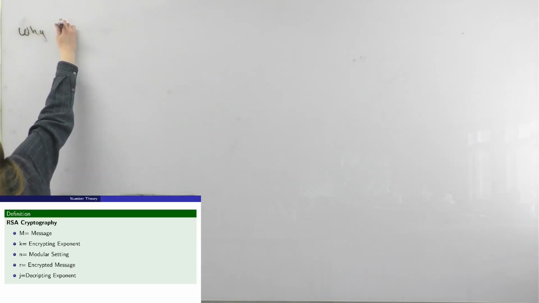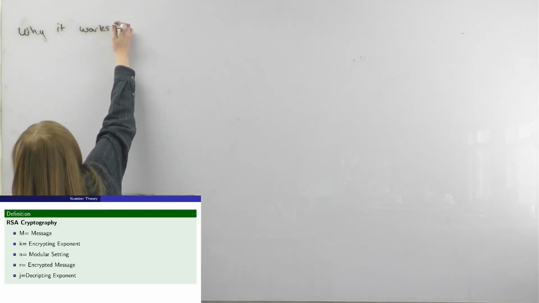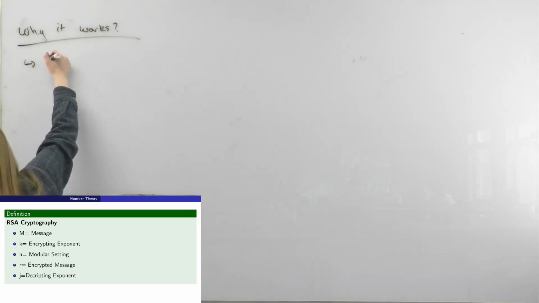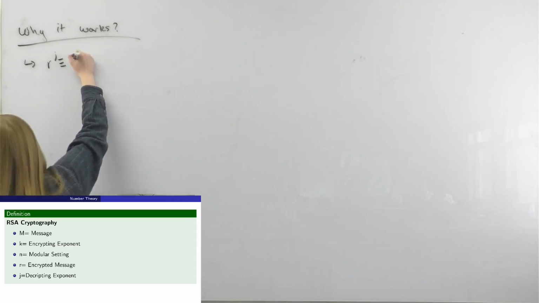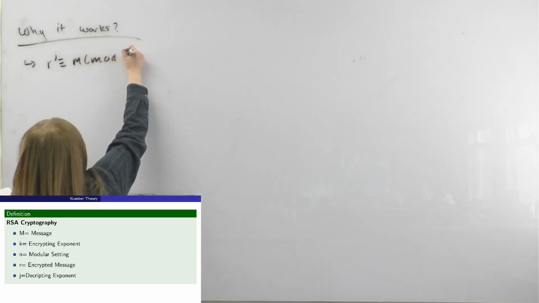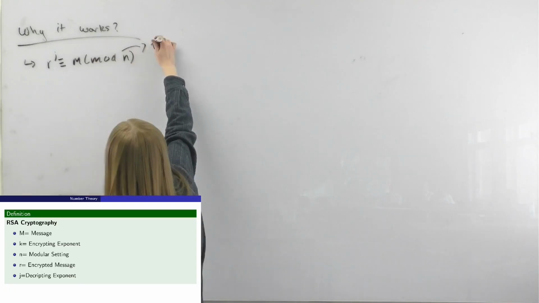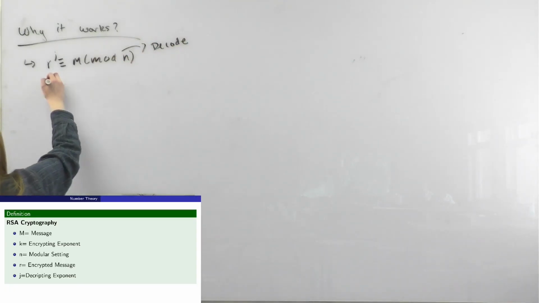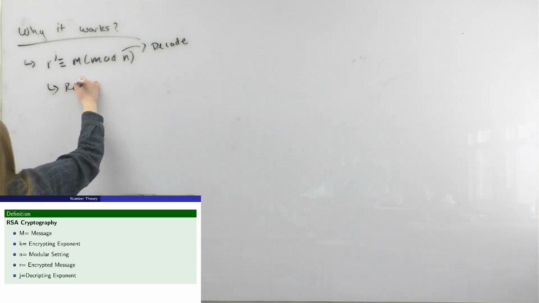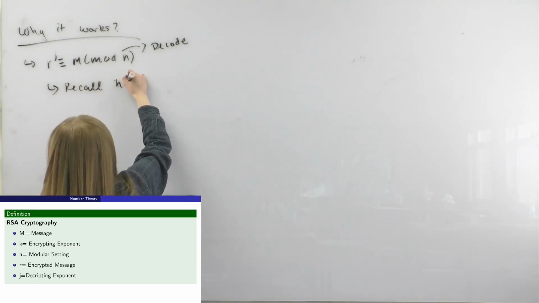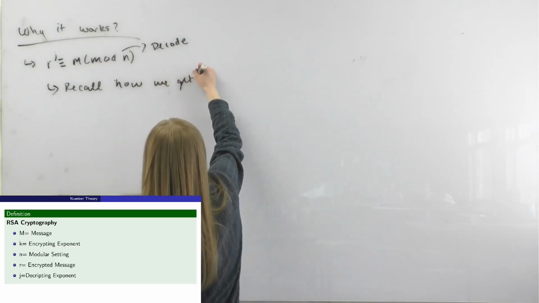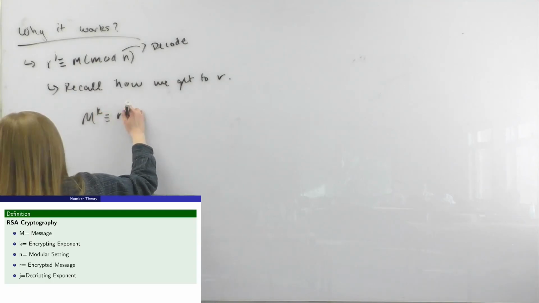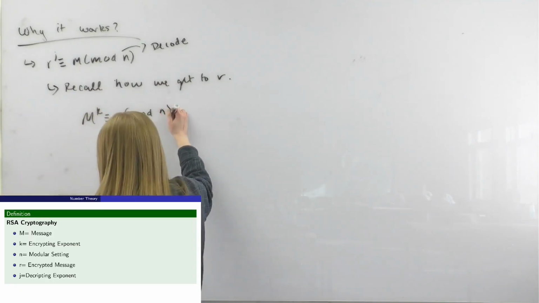Why it works. Okay. So we have r to the j is congruent to m mod n, right? This is how we decode things. But why does this decode our message? Okay, so recall how we got to r. We have m to the k is congruent to r mod n.